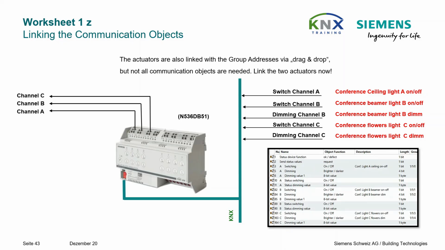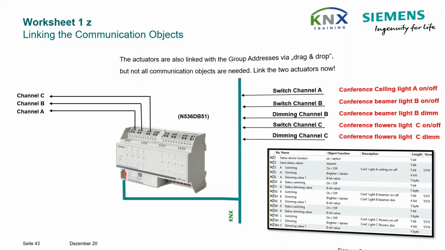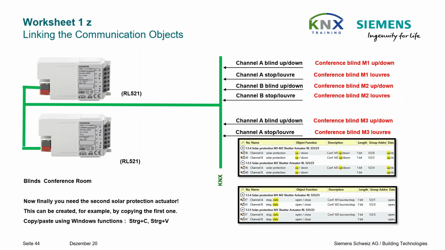Linking the communication objects for the actuators. Don't forget the actuators. They also have to be linked with the group addresses via drag and drop. But of course not all communication objects are needed. Link the 2 actuators now as described below. Here we have the 2 solar protection actuators and their address links.